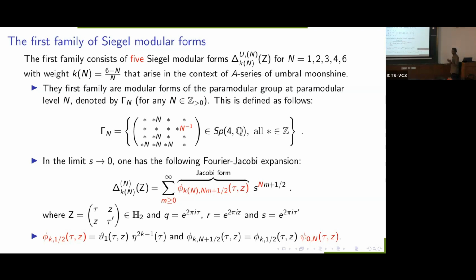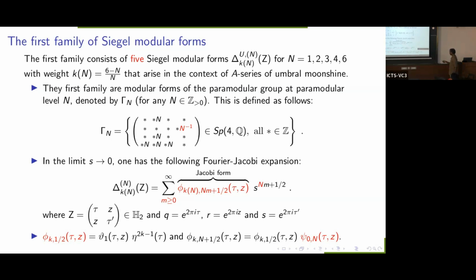It is theta 1, the Jacobi theta function, times some power of eta. Now the next one: if you put m equal to 1, it will be phi k n plus half. You can take this as a definition of psi 0 n, and this is just the same phi k half from here. So out of this, the first two terms give us phi k half and psi 0 n.